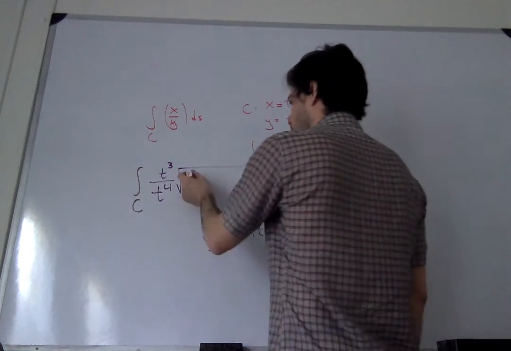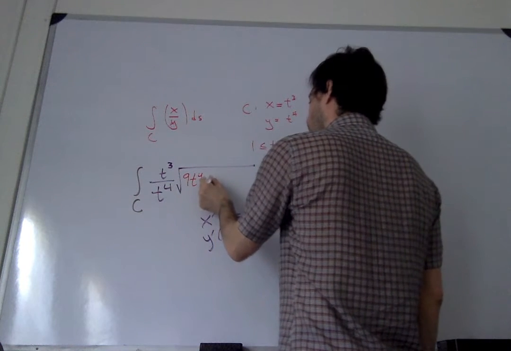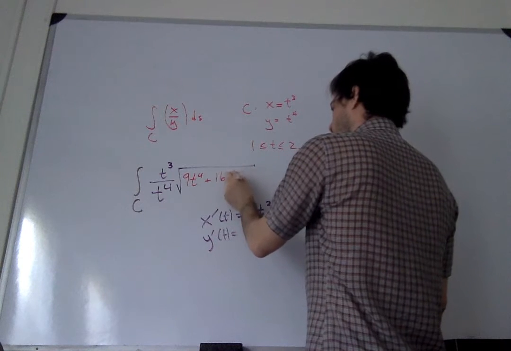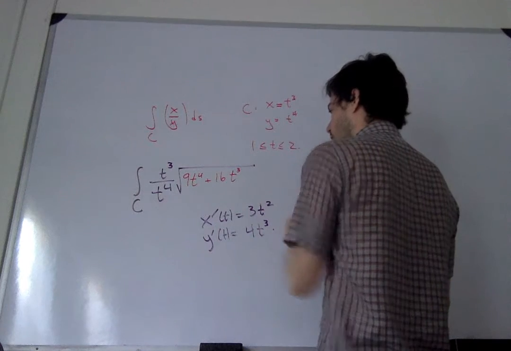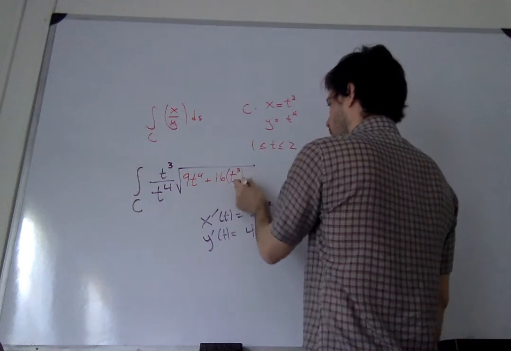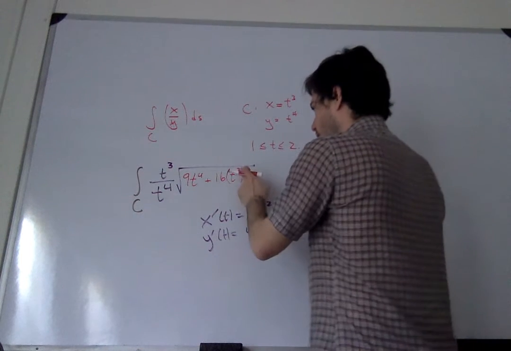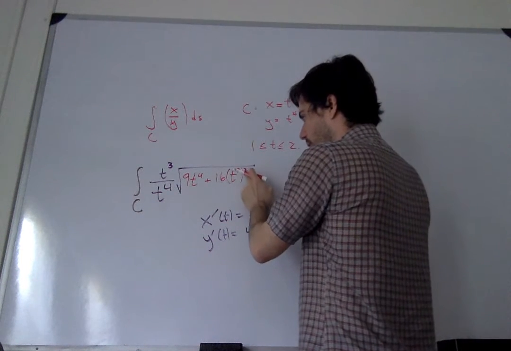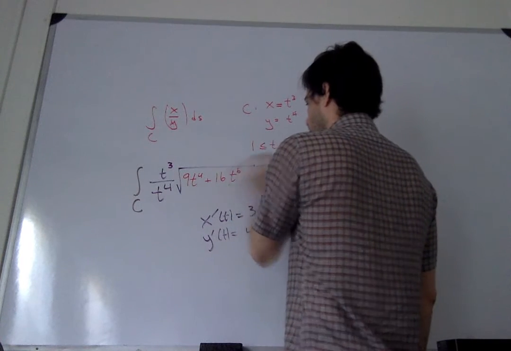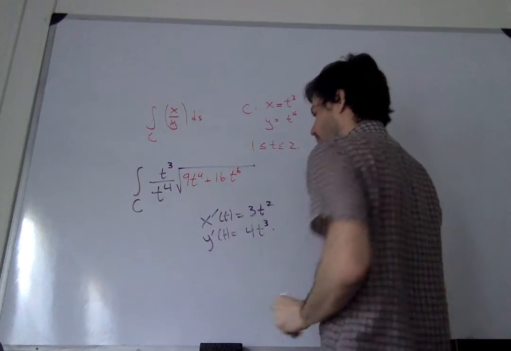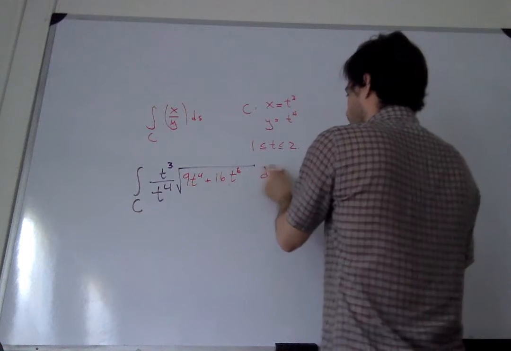So square this, so I get 9t to the fourth power plus 16t to the third power squared. And when I square that whole thing, the power comes inside and they multiply. So that's going to be t to the sixth power. Okay? And then I'll write dt.